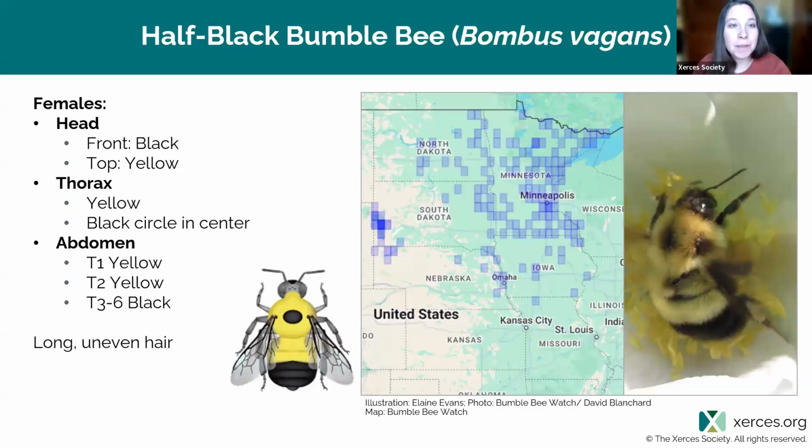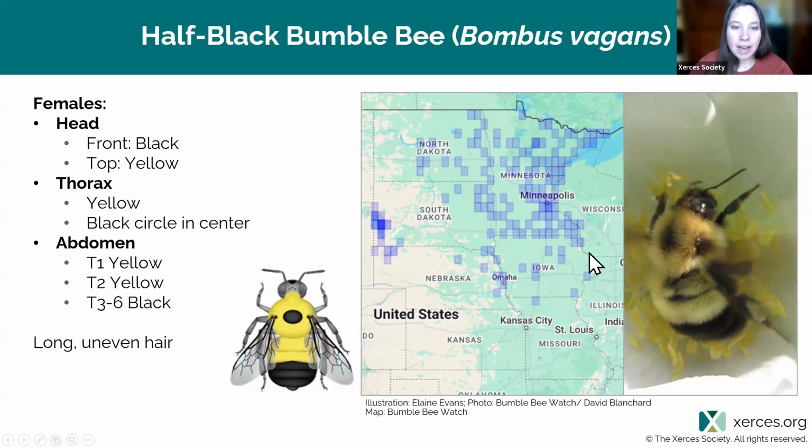All right, the next bumblebee on the docket is the half-black bumblebee, Bombus vagans. So this is a bumblebee that you will find often in the upper Midwest. It becomes harder to find as you move south and west. So this is a bumblebee that gets its name from its color pattern on its abdomen.